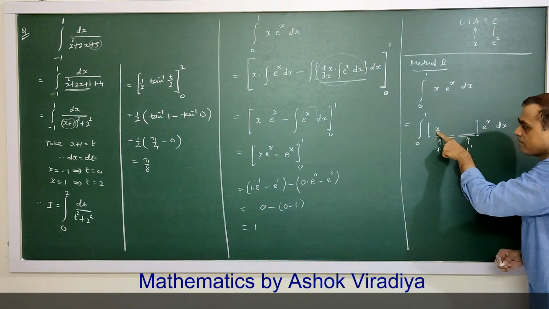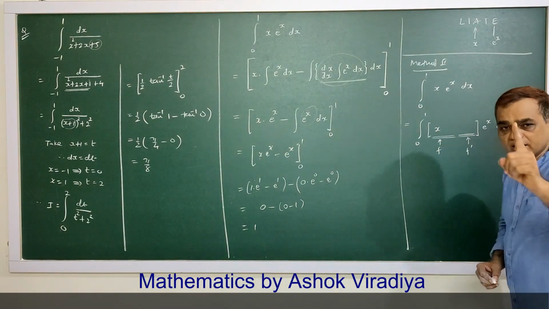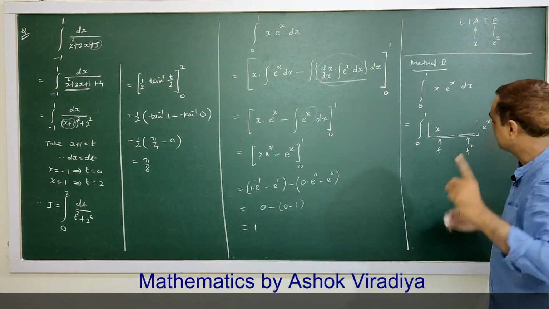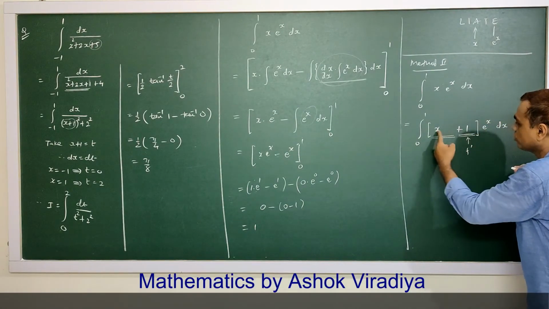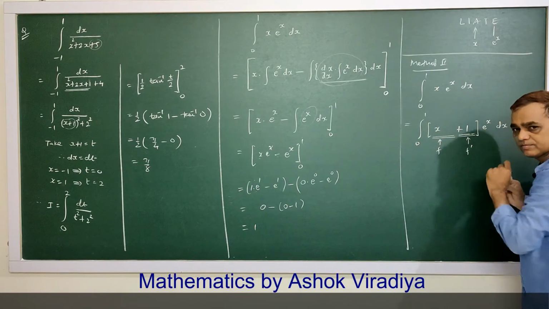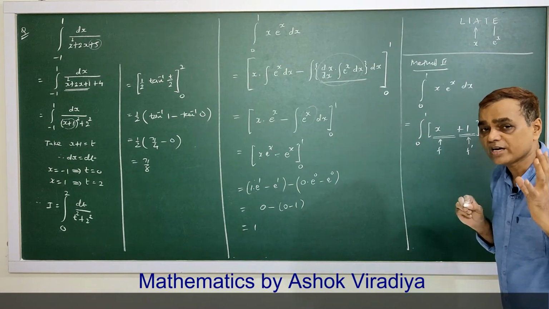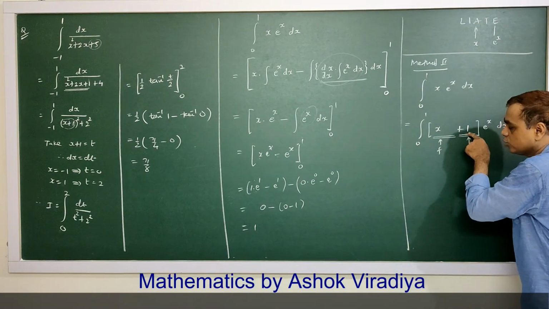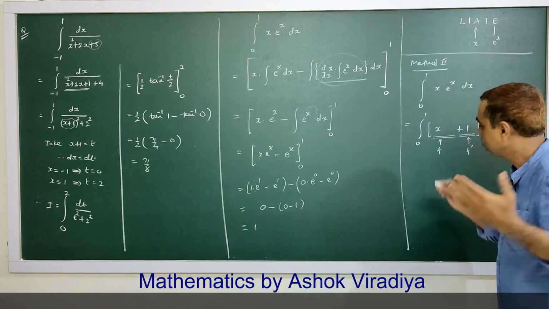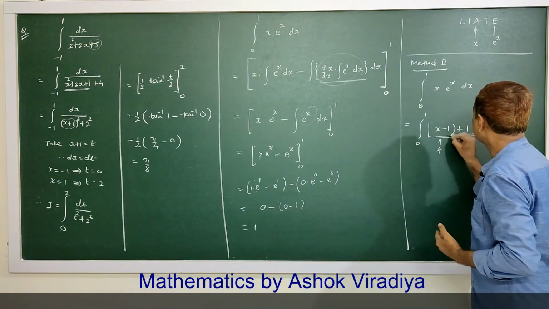Now what is the derivative of x? The derivative of x is plus 1. So put here plus 1, on the f dash side keep plus 1. The derivative of x is 1. But we cannot change the value. So whatever you have added, you have to subtract the same value. So put here minus 1.